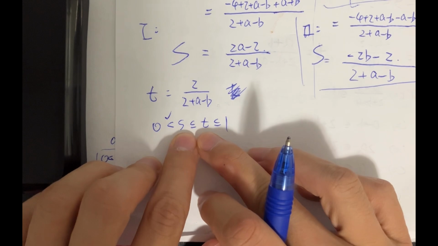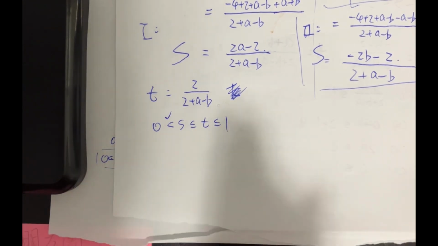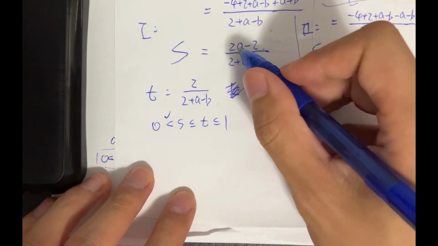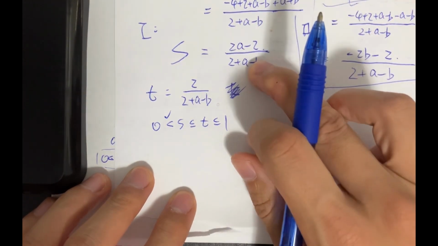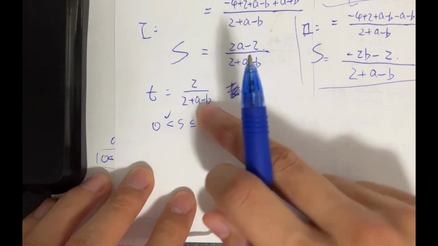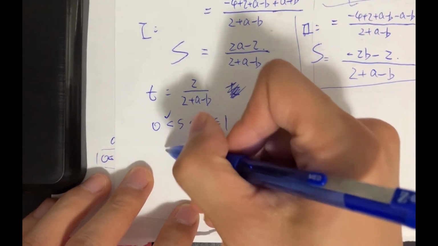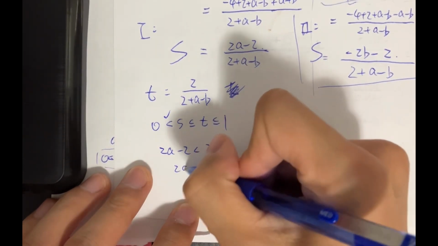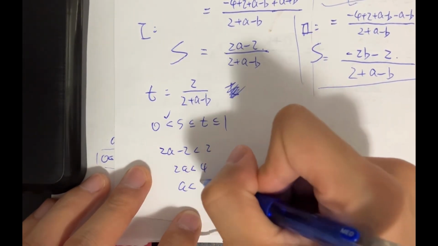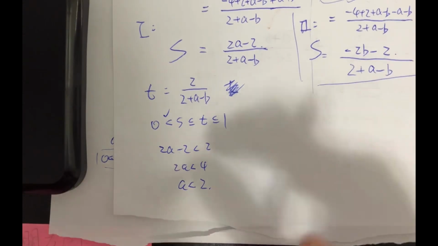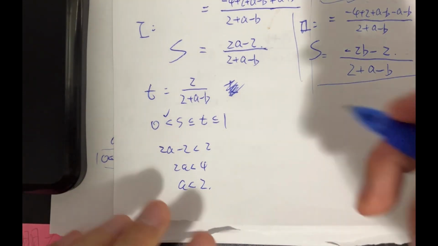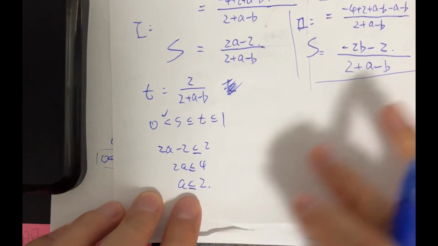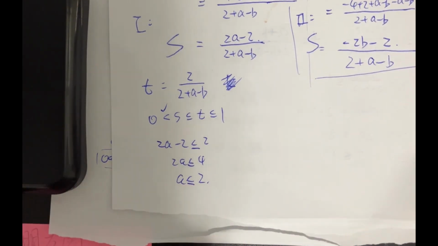Now let's check the second part. S is lower than t. It's no more than t. It doesn't go over t. S is 2a minus 2 over a positive number, and t is 2 over the same positive number. That basically means that 2a minus 2 has to be lower than 2. That gives that 2a is smaller than 4 and a is smaller than 2. This gives an upper bound. It could be equal, because everything could be equal. A cannot go over 2.